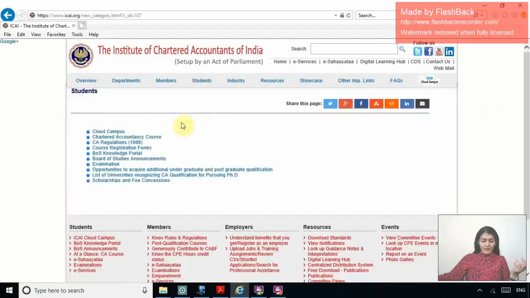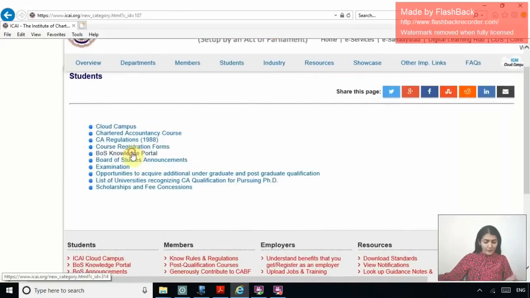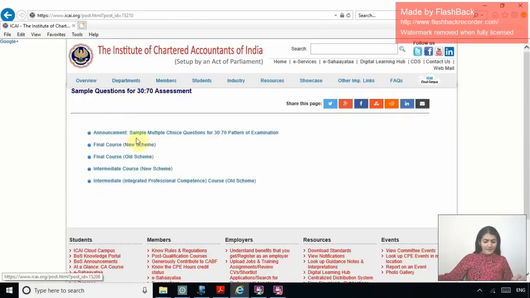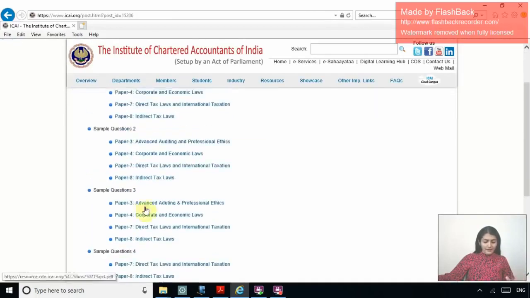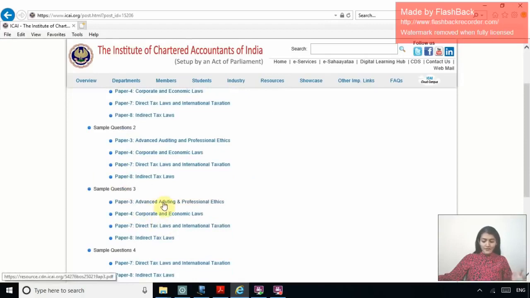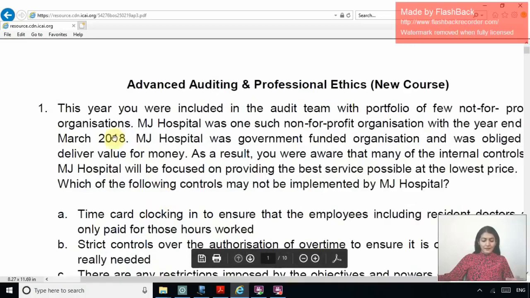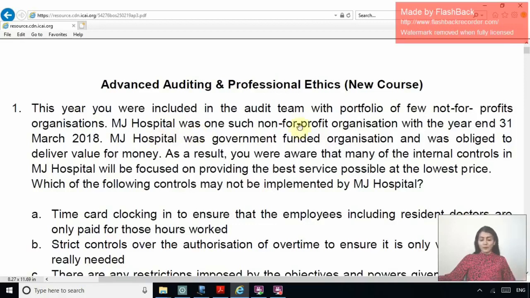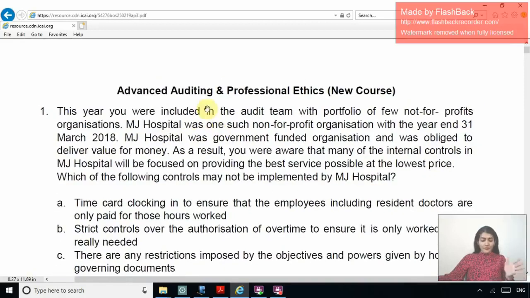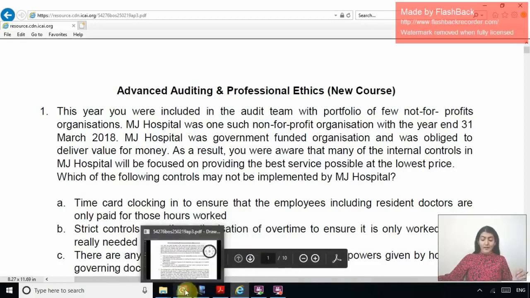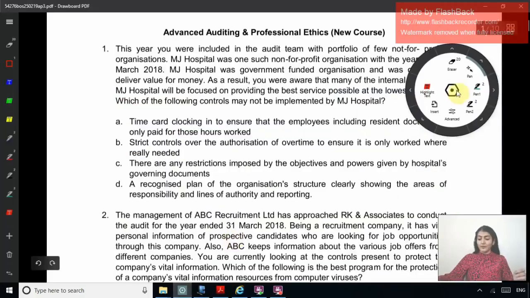If you come to the ICAI website, to the Board of Studies Knowledge Portal, there you have the sample questions for 30-70 assessment for the new course. In that you have the sample questions 3. This year you've been included in the audit team with a portfolio of new not-for-profit organizations. These particular MCQs obviously are applicable for both the old course and the new course students.